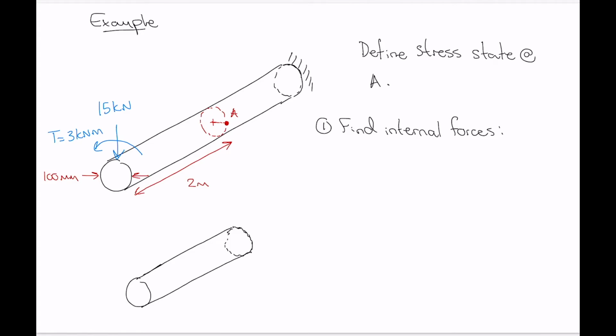Perfect. Okay, that looks better. So now we've got 15 kilonewtons there. We've got 3 kilonewton meters there. Okay, and then we want to put on, so here's our point A over here, and then we want to put on our internal forces.